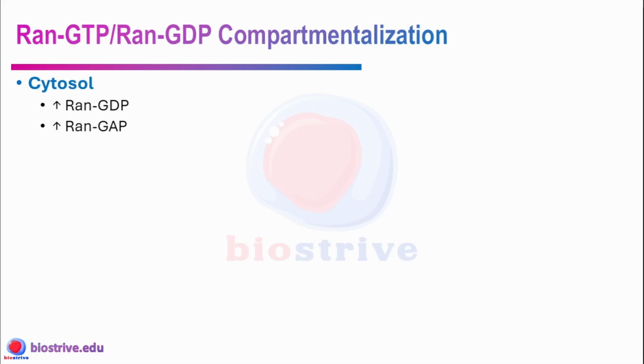In the cytosol there is a higher concentration of RAN-GDP. Why is there a higher concentration of RAN-GDP? Because there is a high concentration of RAN-GAP. RAN-GTP cannot exist freely, it will be hydrolyzed into RAN-GDP. Whereas in the nucleus there is a higher concentration of RAN-GTP because there is a higher concentration of RAN-GEF, guanine nucleotide exchange factor. This nucleotide exchange factor will convert the GDP into GTP.